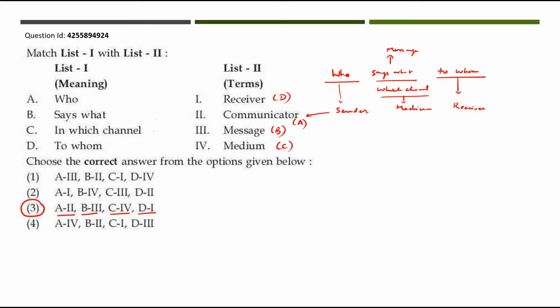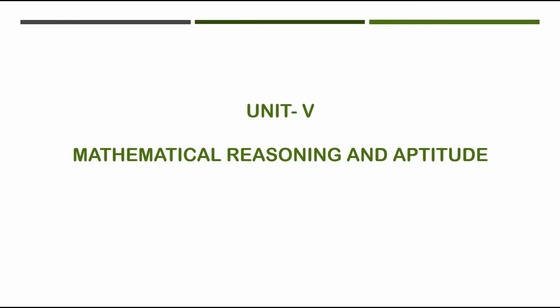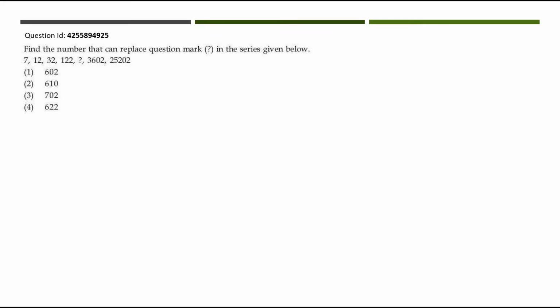We have completed this unit. We will move to unit 5, mathematical reasoning and aptitude. Find the number that can replace the question mark in the series given below: 7, 12, 32, 122, ?, 3602, 25202. First, let me try to solve this in a normal way, and then I will give you what expression or formula it is using.